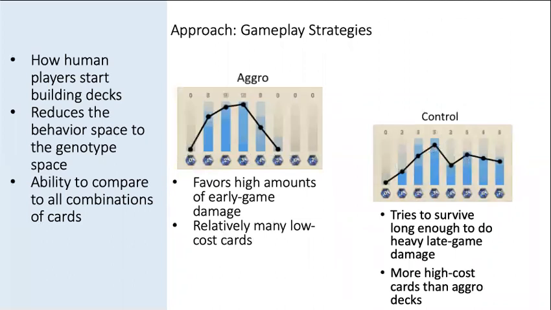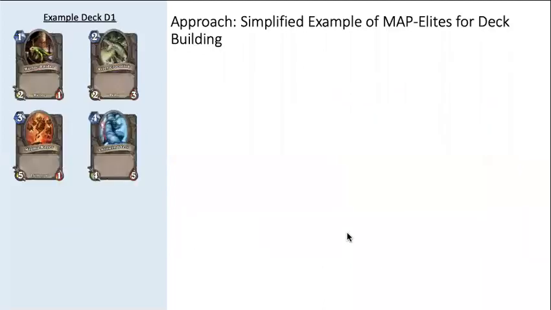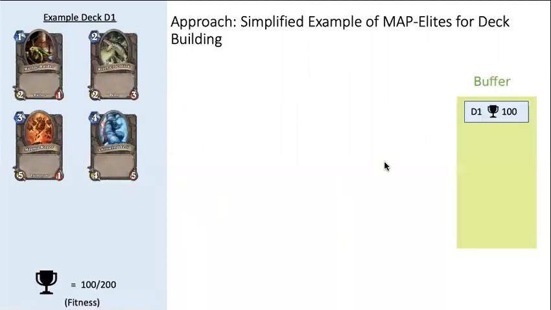And you can see that again, aggro, there are way more of these types of cards here than there are here. And so with our example deck, we have a few things to start with. We have this buffer, and MAP-Elites, there are a few different versions of MAP-Elites and the terminology will differ. But part of the way it was able to work was keeping track of all the individuals that we had ever been able to create.